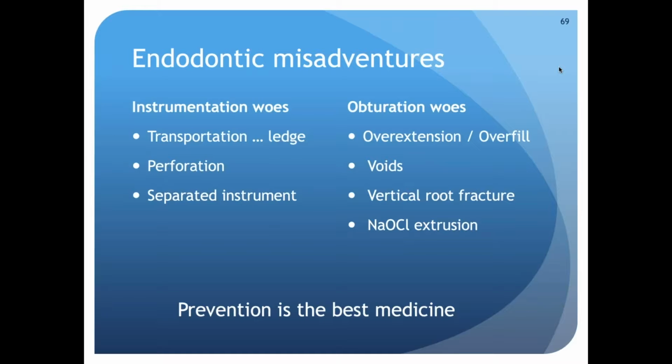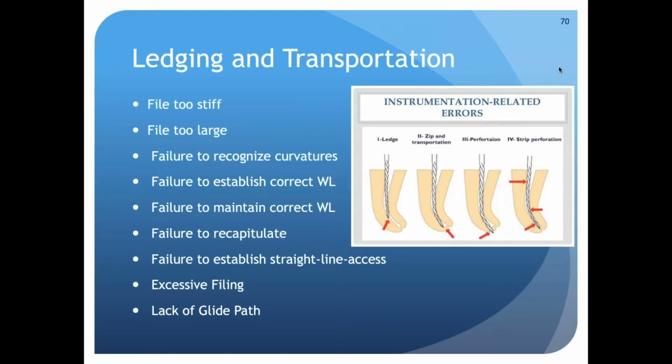Voids, if we're not careful when we're obturating, we get voids. If we are not careful with obturating, we can get vertical root fracture. And then sodium hypochlorite extrusion is another issue. So ledging and transportation, this picture kind of talks about what ledging and transportation is. So I think this is a good diagram just to kind of understand what's happening there.